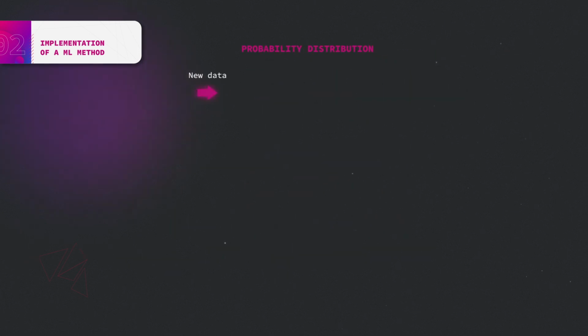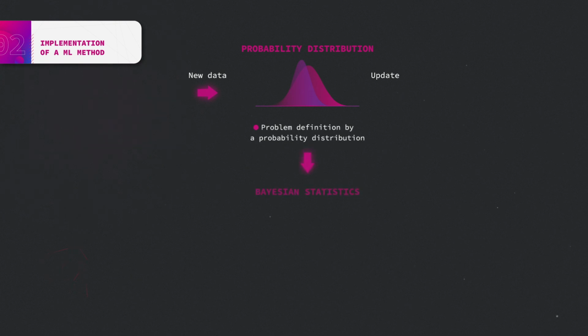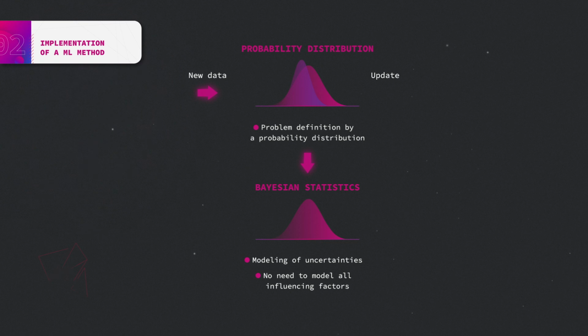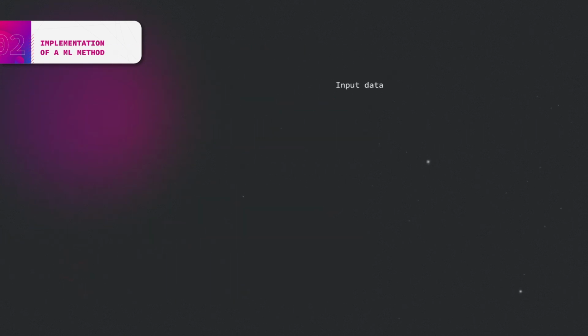If the problem is defined by a probability distribution of the result variable, the so-called Bayesian statistics can be applied. The idea is that an initially assumed distribution is updated and therefore improved with each new dataset that becomes available. Instead of a complex function with all possible influencing factors, the uncertainties are modeled by means of that probability distribution.